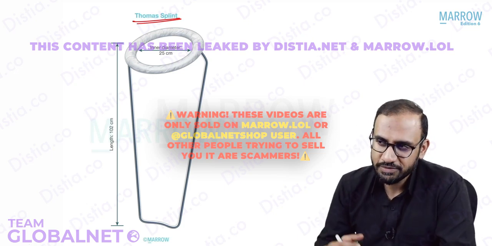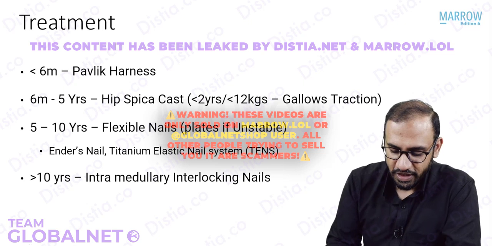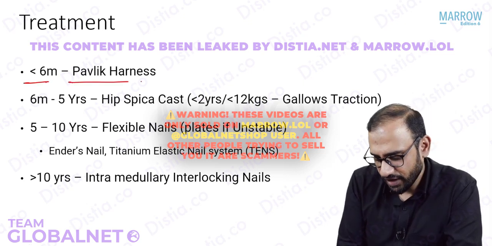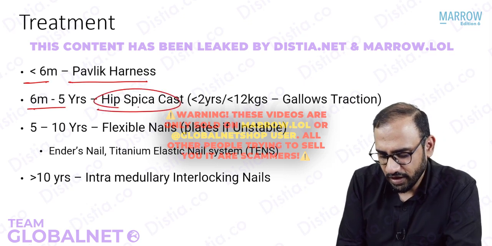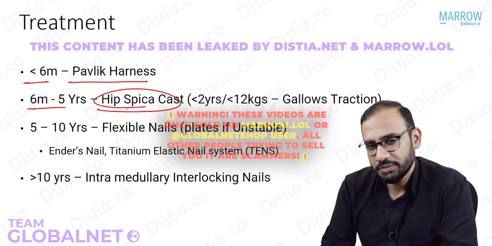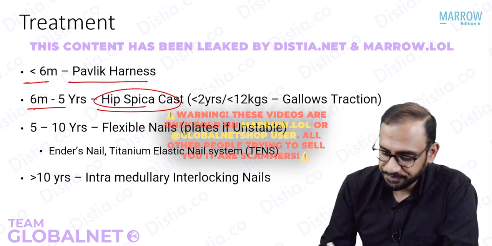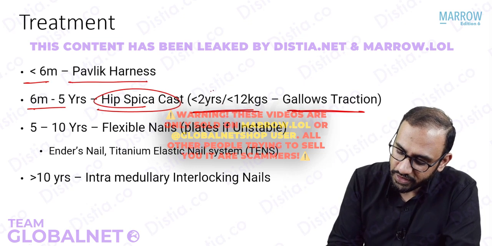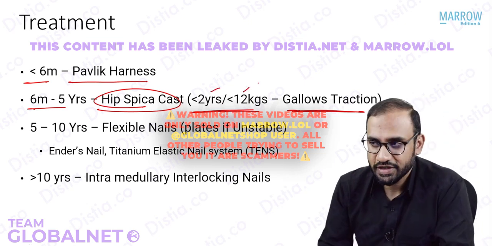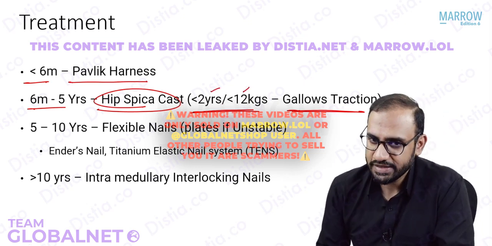Shaft of femur fracture management depends on the age of the patient. If the patient is very young, less than 6 months, you can give a Pavlik harness. 6 months to 5 years, you can give a hip spica cast. You can use gallows traction temporarily to stabilize the fracture, but please remember, it cannot be used in children who are more than 2 years or who weigh more than 12 kg. It can only be used in children less than 2 years and weighing less than 12 kg.